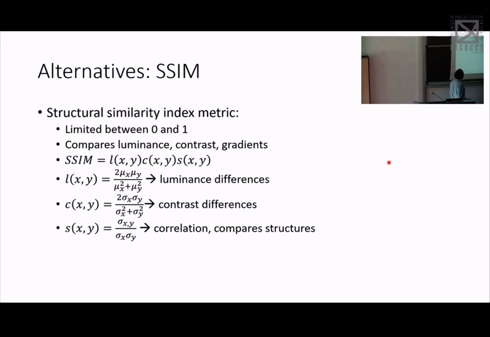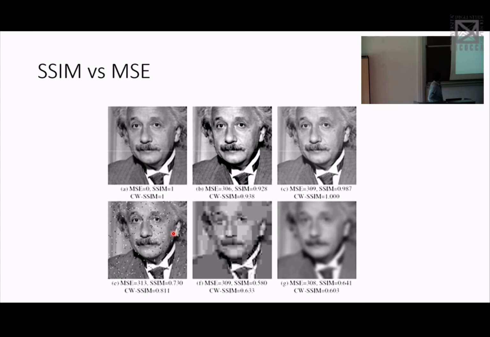So they came out with an alternative, which is the structural similarity index, which is limited between 0 and 1, and it is the multiplication of 3 perceptual ideas. So it weighs the difference in mean luminosity, in contrast, and in correlation, which takes into account the edges. And this is much more informative for these cases.